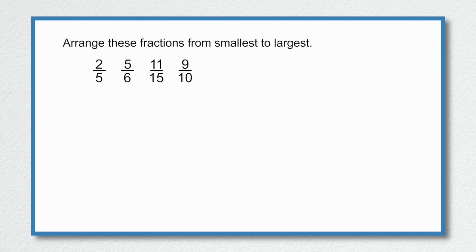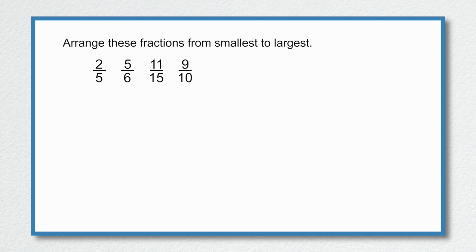Arrange the following fractions from smallest to largest. We have 2/5, 5/6, 11/15, and 9/10. We can see that the denominators are not the same. What's the lowest common denominator? What number is a multiple of 5, a multiple of 6, a multiple of 15, and a multiple of 10?